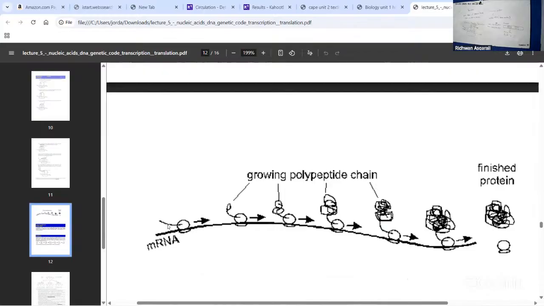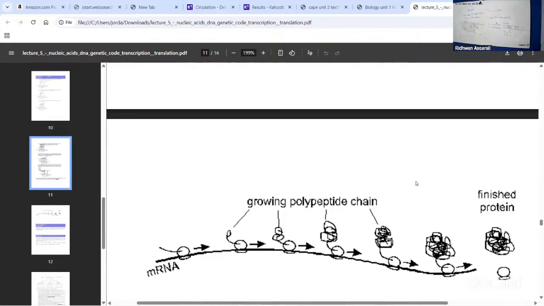Right, so this is a simplification of what happens. You start off with nothing, and then we see the polypeptide chain slowly grows as you go along the mRNA strand. The protein detaches from the ribosome, and then the process could repeat. Now, an mRNA could be used multiple times. It has a short lifespan, but it can be used to produce multiple polypeptides.